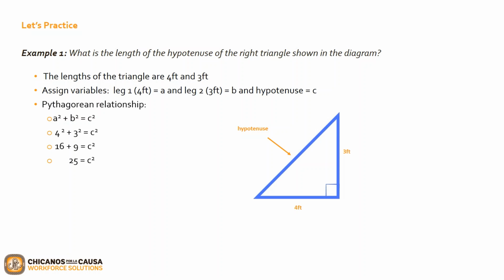But we still have C squared. And remember, the hypotenuse is only C. So therefore, in order to find the value of C, we take the square root. Therefore, it's going to be the square root of 25. So the square root of 25 equals C. So what does that mean? It means that the hypotenuse is 5 feet because 5 squared equals 25.